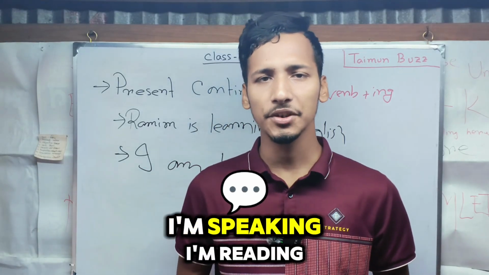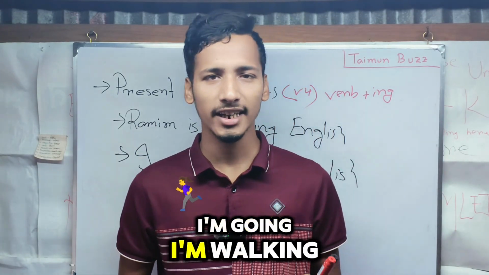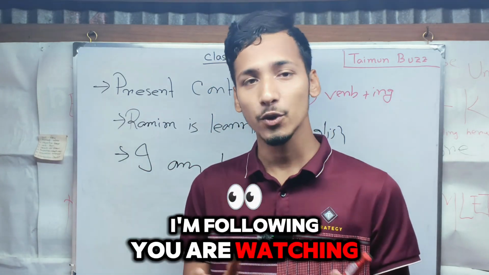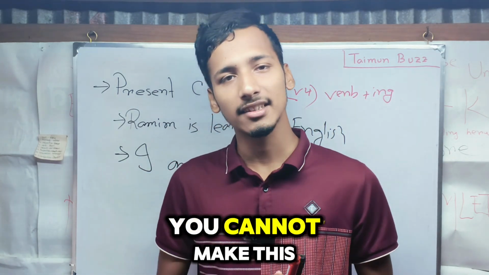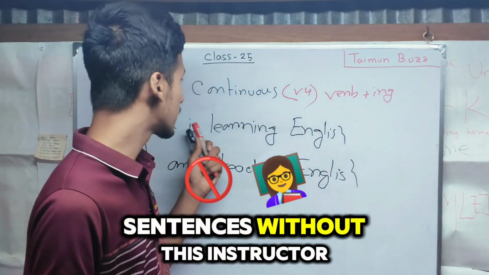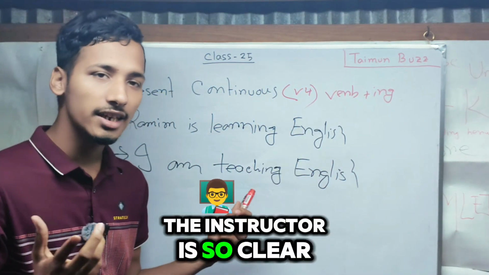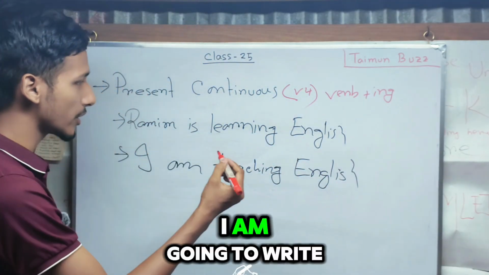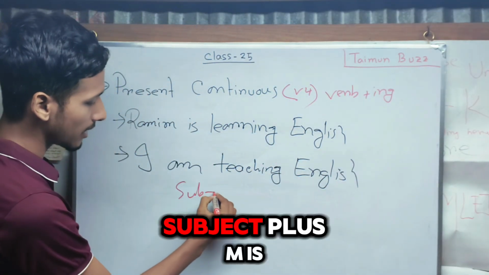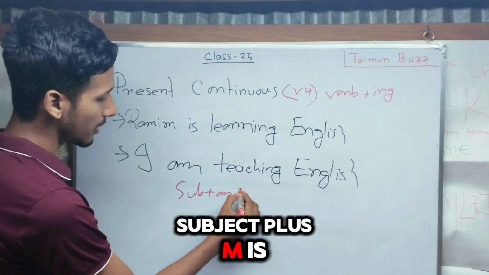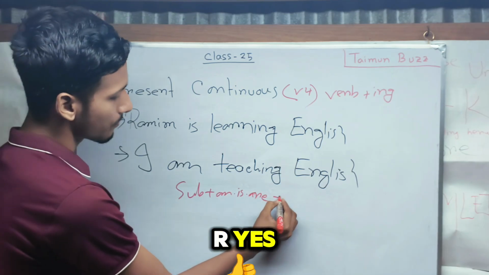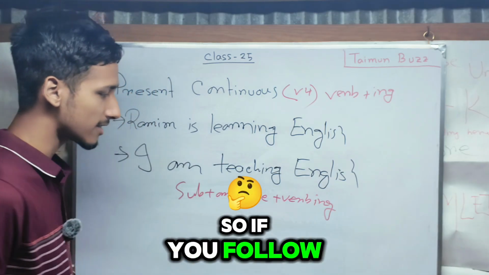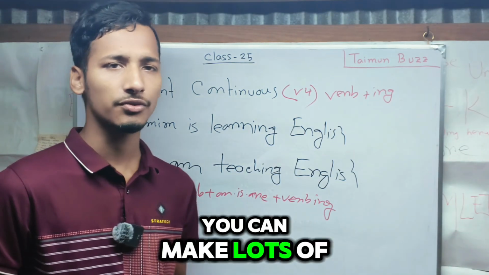I am speaking, I am reading, I am going, I am walking, I am watching, I am following, you are watching, you are doing my class. You cannot make these sentences without this structure. The structure is so clear. Subject, am, is, are, plus verb plus ing. I am going to write this structure. Subject plus am, is, are, plus verb ing. So if you follow this structure, you can make lots of sentences.